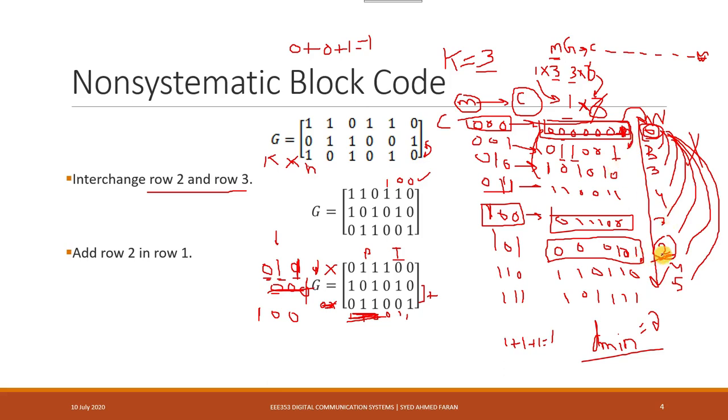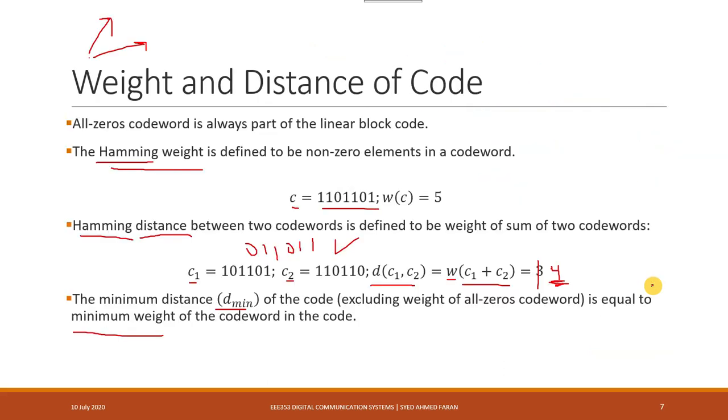So the minimum weight of a code word of the whole block code is actually the minimum distance that is present inside that code. Of course, excluding 0, because 0 is not the possible minimum distance between two codes. So the minimum weight, the non-zero weight over here, is the minimum distance. So now we have a value of d min.